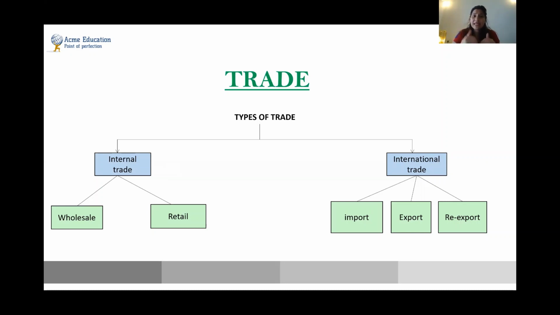Similarly, if India is selling the goods to US, this is called as export. And if, for example, India buys the goods from US and then sells it to UK, this is called as re-export, because we are buying first and then we are further forwarding it to some other country. So we are re-exporting. We are buying, importing also, and exporting also.